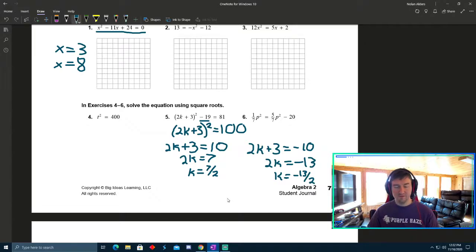So there you go. Our two answers are 7 halves and negative 13 halves. So that's kind of the main idea there. You're just trying to isolate the squared on one side and then take the square root of both sides, and you'll get two answers again. Most of the time you'll get two answers. So we got two answers for this one. So try number 4 and number 6 on your own and see what you get.